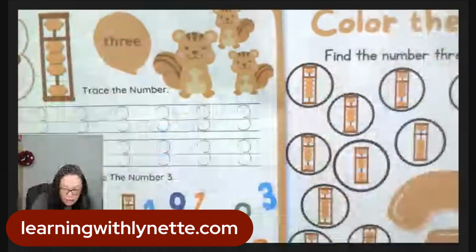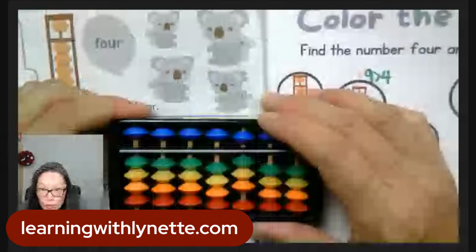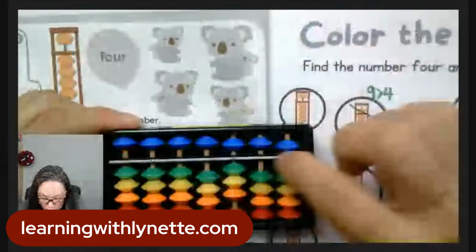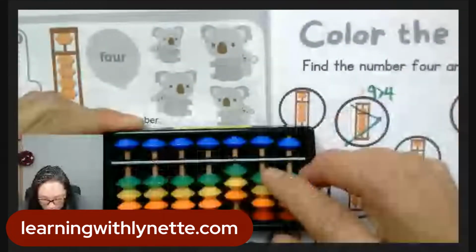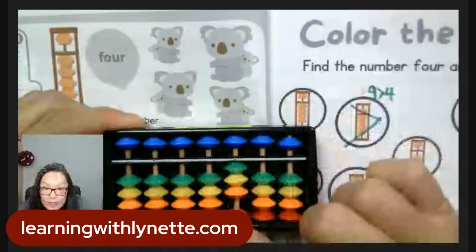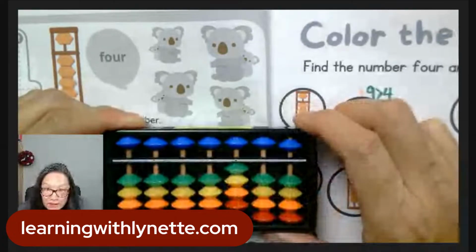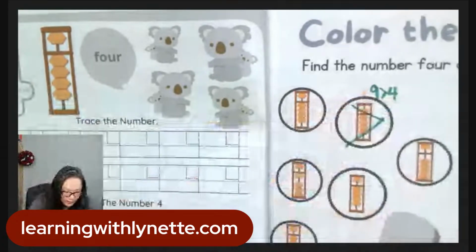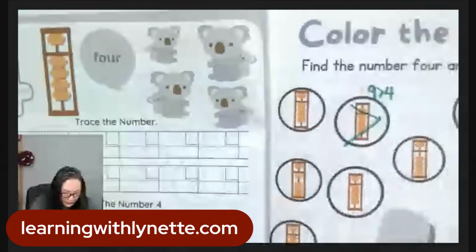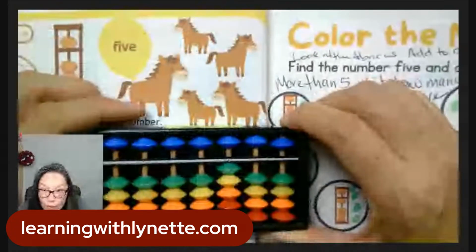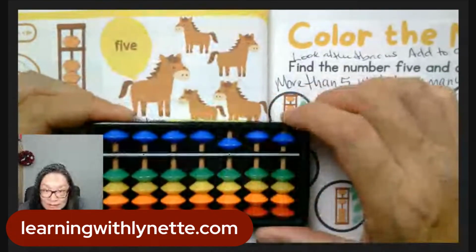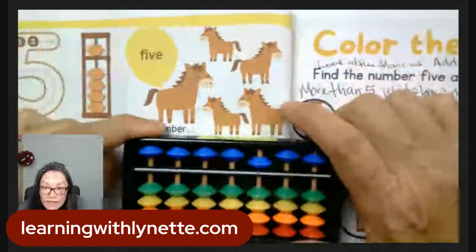When I do four, we have four koalas. One, two, three, four. We're going to have four on the abacus. One, two, three, four. I hope that makes sense. So then we have five. There we go. Five horses. Five looks like this. One, two, three, four, five. That's what five looks like.